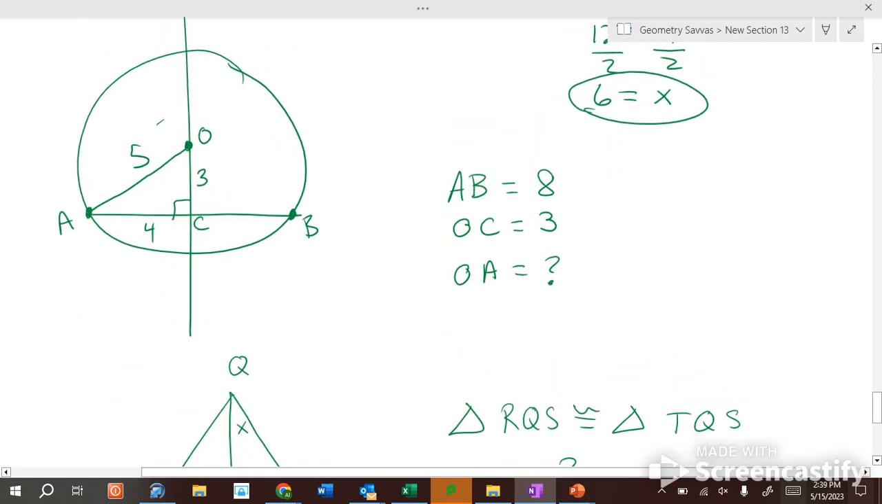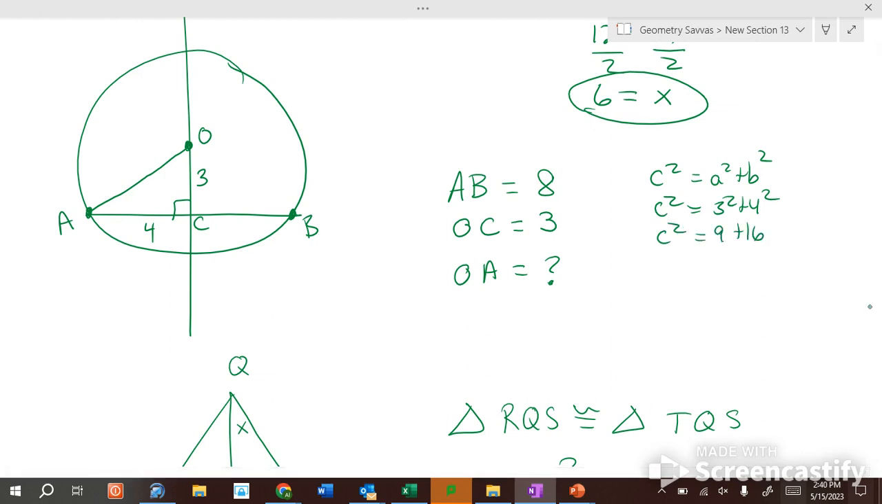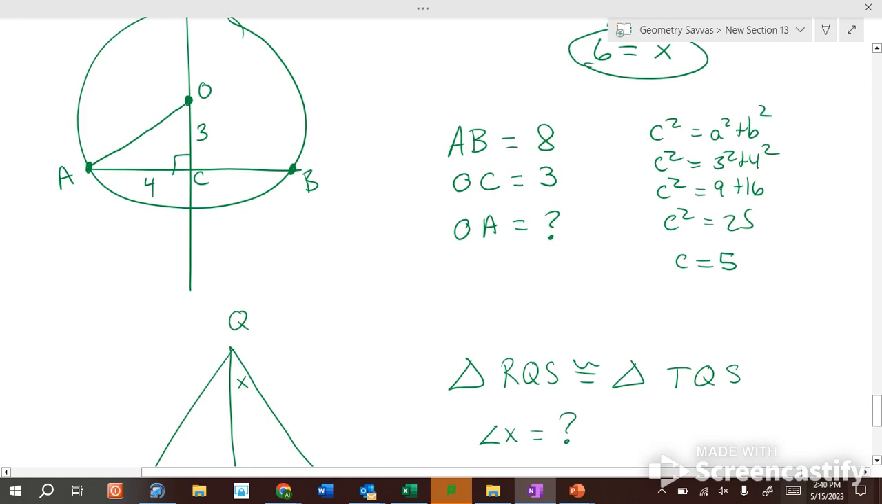How big is the length of OA? Oh, how did you get that? How would you figure out that it's 5? The Pythagorean theorem, c squared equals a squared plus b squared. So c squared equals 3 squared plus 4 squared. C squared equals 9 plus 16. C squared equals 25. C equals 5. And so OA is 5.